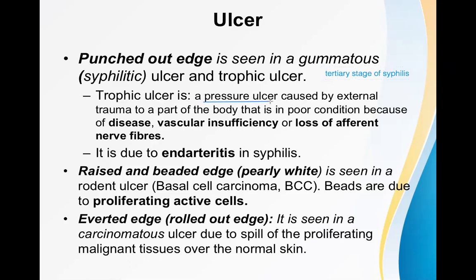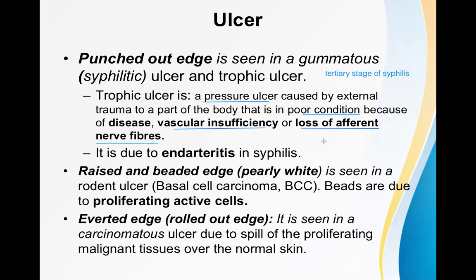It's a pressure ulcer caused by external trauma to a part of the body that is in poor condition or that is already diseased. It has some predisposing factor there, like vascular insufficiency or ischemia or loss of afferent nerve fiber. Now, what is an afferent nerve fiber? What is that? Which transfers signal away from the brain.